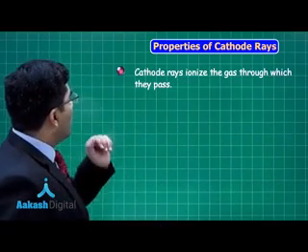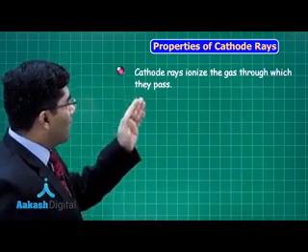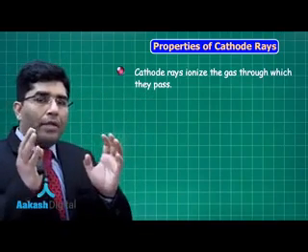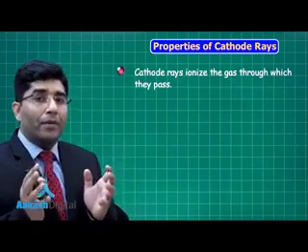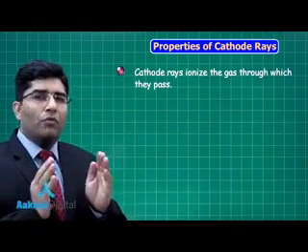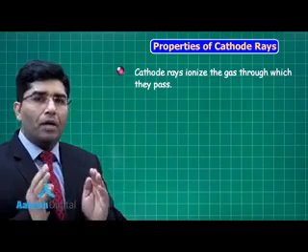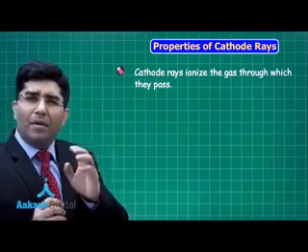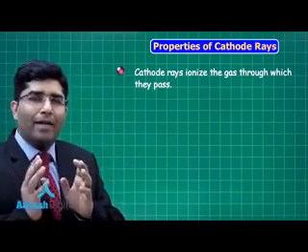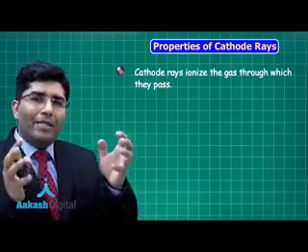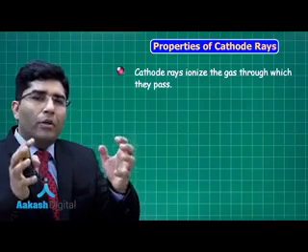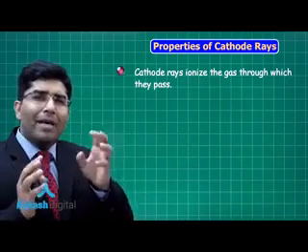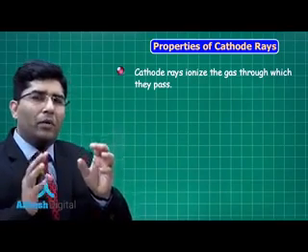Now the next property is, cathode rays ionize the gas through which they pass. Now guys, the tube is evacuated as we say, but there is a pressure of 10 to the minus 4 of atmosphere, right? If I say the box is empty, there will still be some air in it. In the same way, the tube is evacuated, but there are some gaseous particles present in that particular tube.